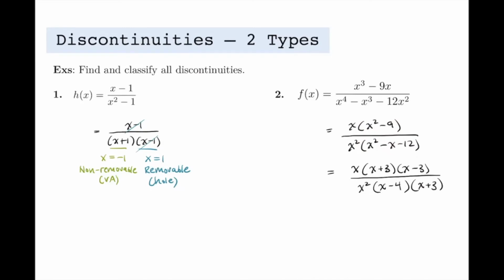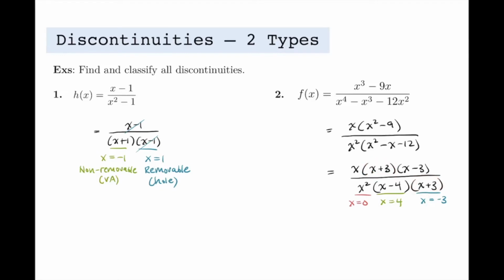Now looking at the denominator, we see that we have some discontinuities. We have one at x equals negative 3, one at x equals positive 4, and another one at x equals 0. To determine the types of these discontinuities, here we will look at the numerator. This x plus 3 is a factor in common with this x plus 3 up top.